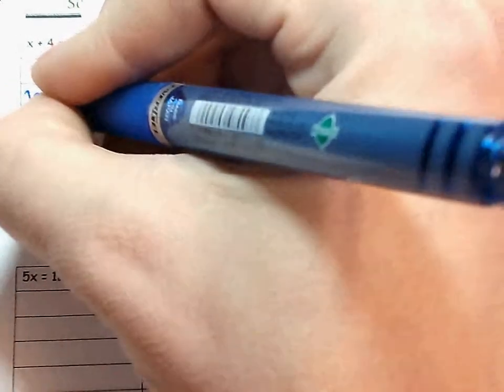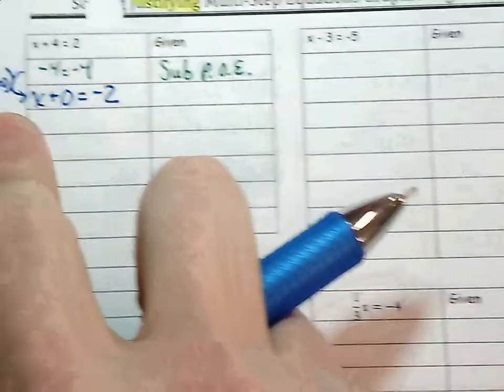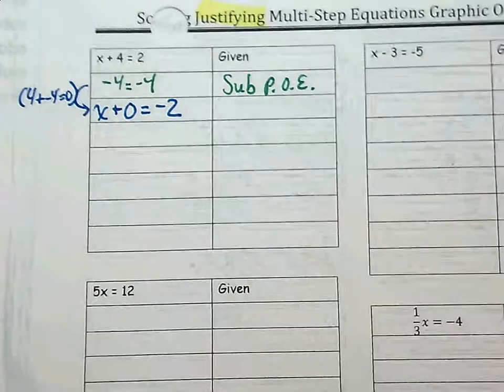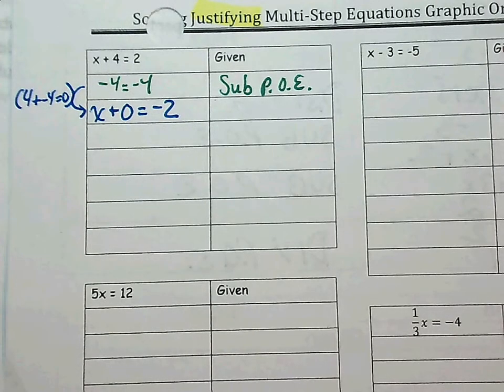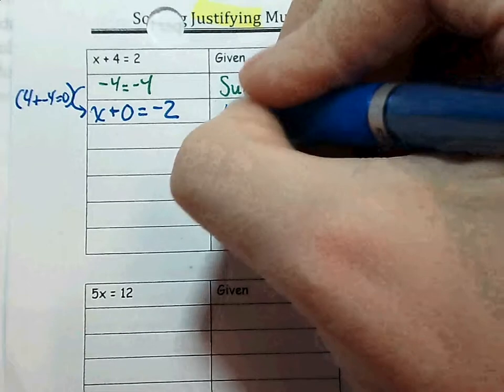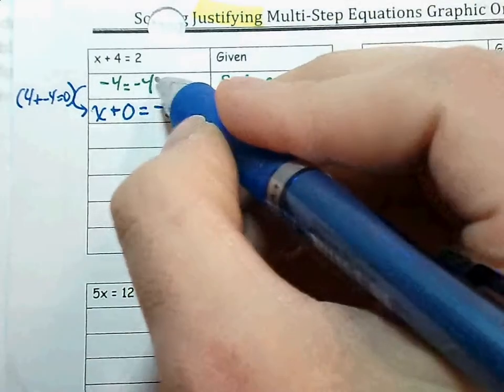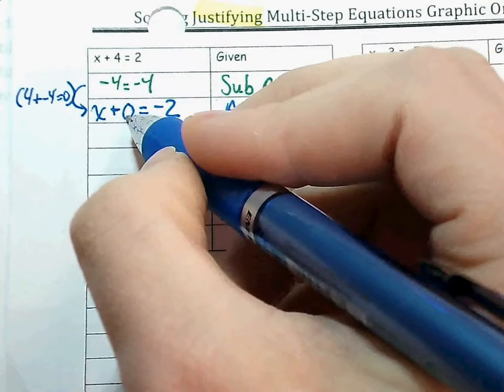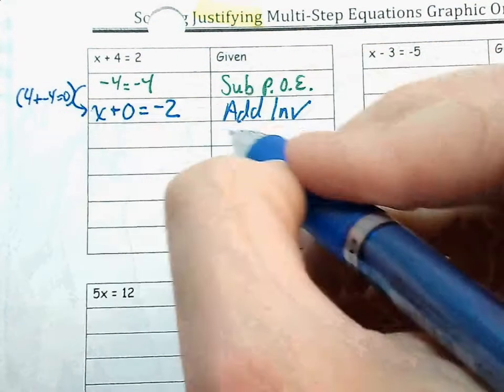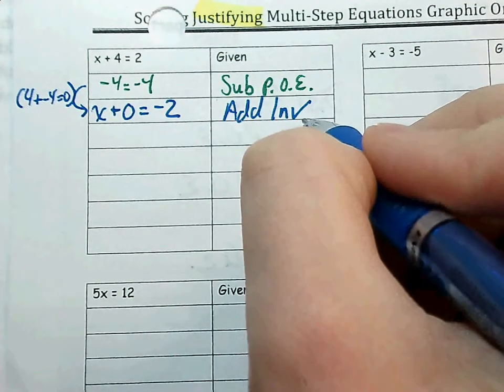So this is x plus 0 equals negative 2. To get from here to here, you told me that 4 plus a negative 4 equals 0. What property tells me that? Additive inverse. So that is your justification. To get from where I subtracted to where this is a 0, the property that told me that I could do that is additive inverse.